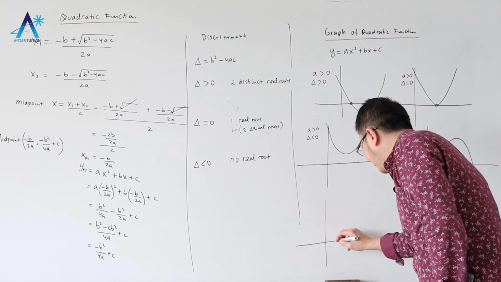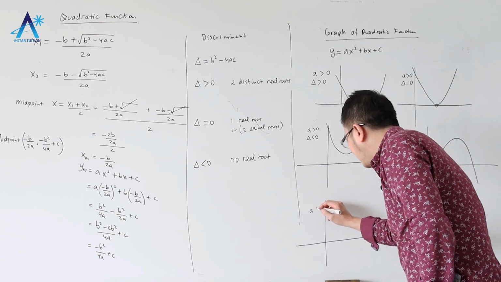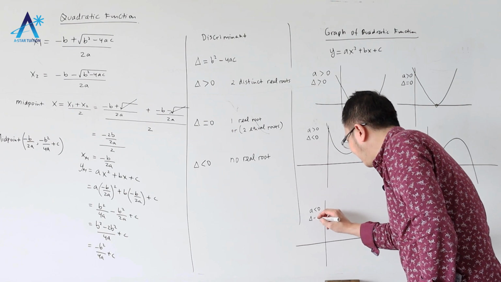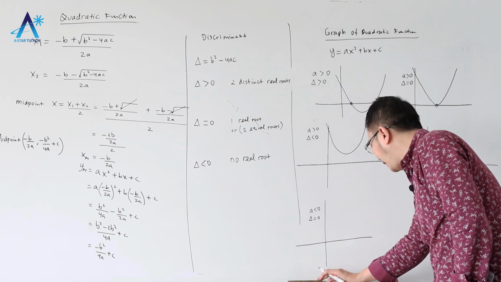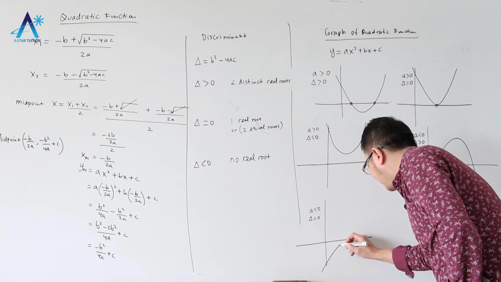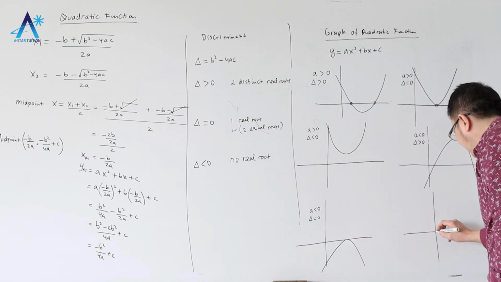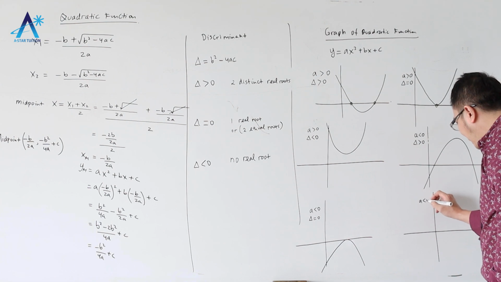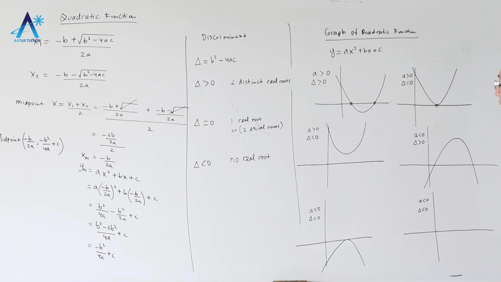Moving forward, we have two kinds of graphs to be covered. This is for a less than 0 and discriminant equal to 0. So there is only one real root and it has to be concave down. It's going to look like this. And finally, when a is negative and the discriminant is negative, it's a concave down graph, but it has no real root. So the graph would look as the following.